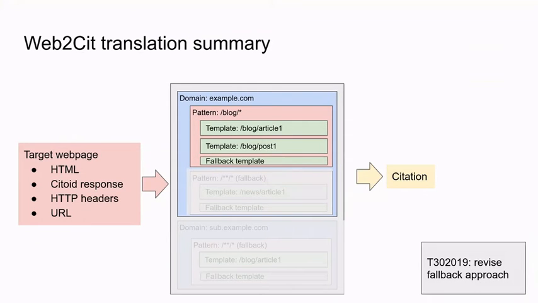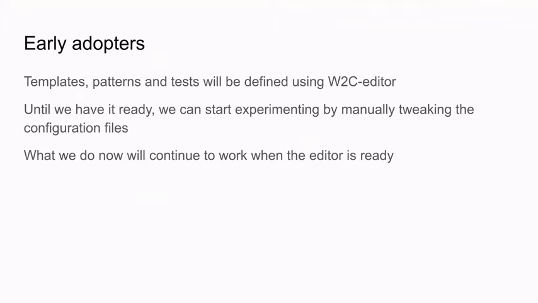So this is how the Web2Cit translation system works. This is going to continue being like this, except for very small changes like the one that I have just mentioned. But now it comes to how we adjust translation. This is how we define templates, how we define patterns. In the near future, we will have the visual editor to do this. But right now, we don't have this ready. So to manually tweak this, we have to change the configuration files. And this is what the rest of the presentation is going to be about.